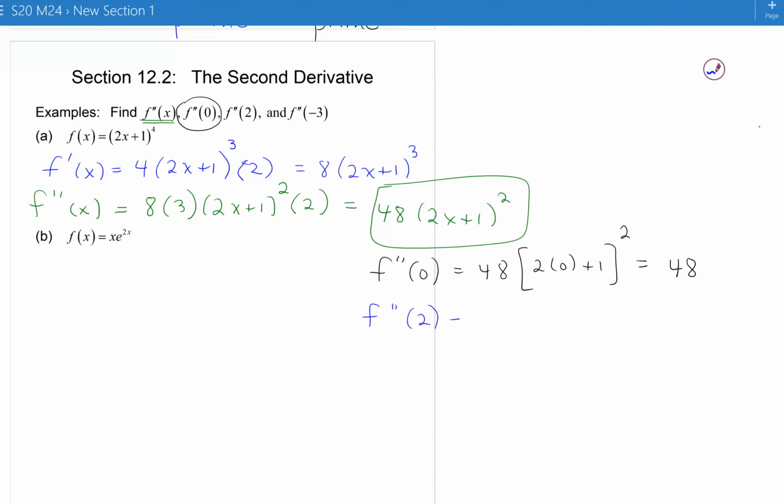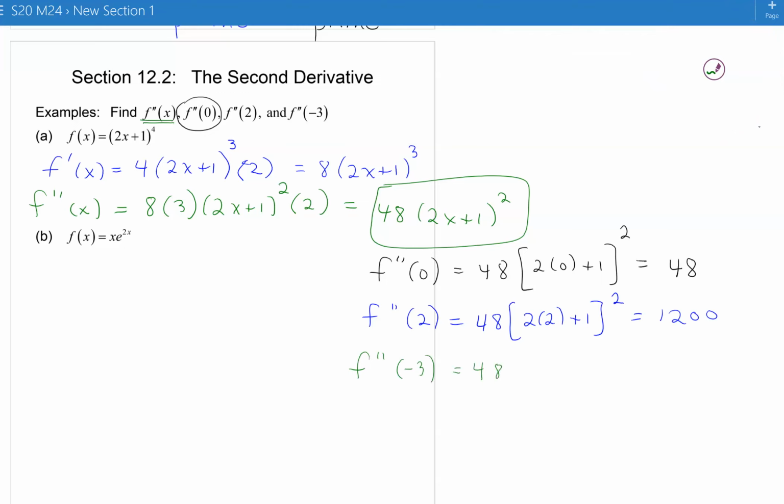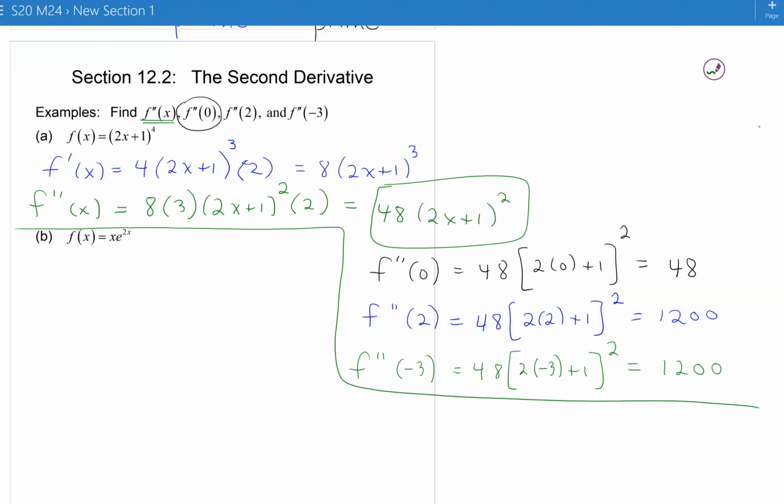And when x is 2, we're going to plug 2 in for x. And that's going to give us 25 times 48, or 1200. So when x is 2, the second derivative is 1200. And then we're also asked to find f double prime of negative 3. So we'll have negative 3. And interestingly, this turns out to be also 1200. Okay, so that is find the second derivative and then evaluate it at some particular values of x.